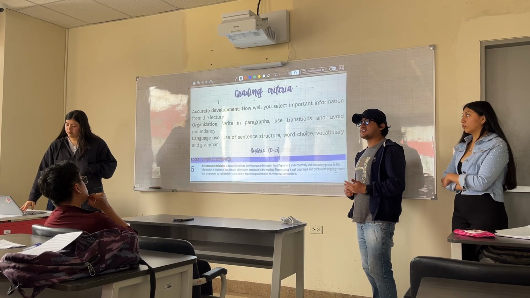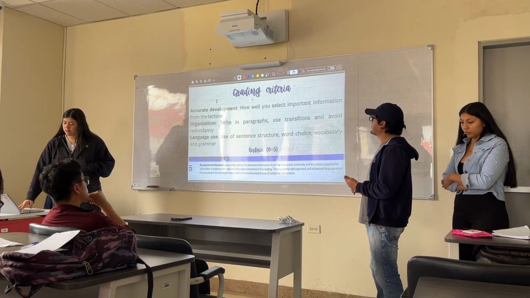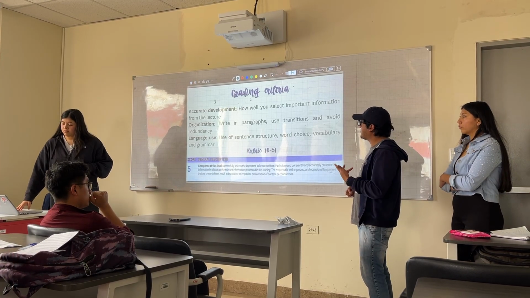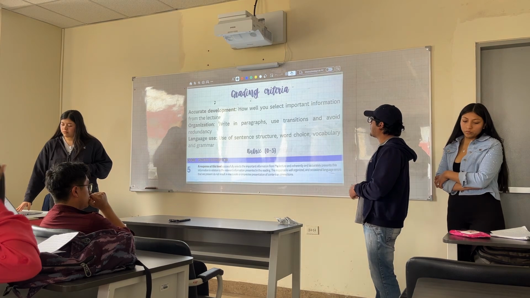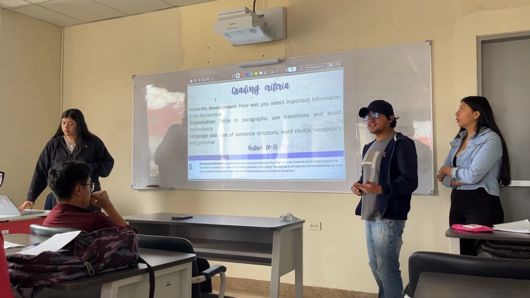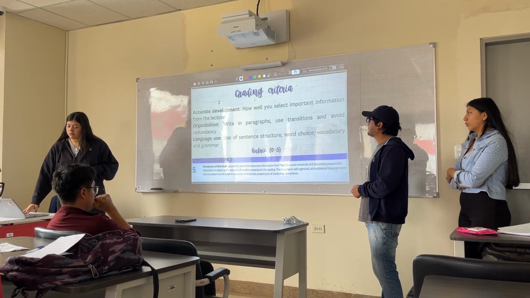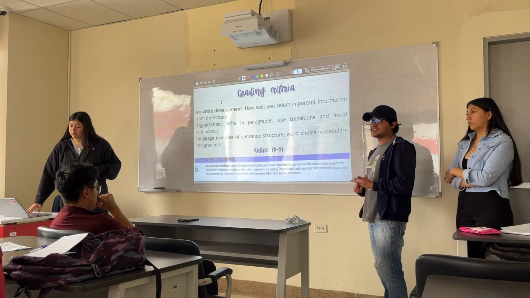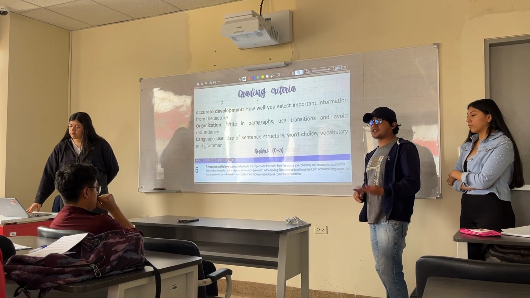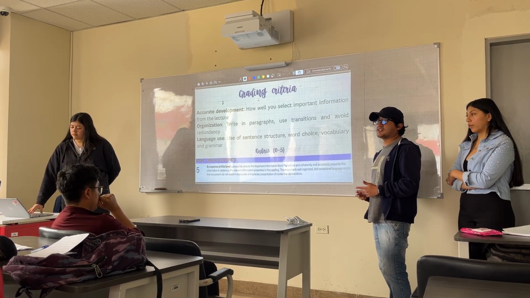Okay, writing criteria for this. We have 3. You have accurate development: it is about how well you select important information from the lecture and how it relates to the reading. The second is organization. You need to write in paragraphs, use transitions like for example, for instance, moreover, therefore, and avoid redundancy. You need to write only the necessary information.